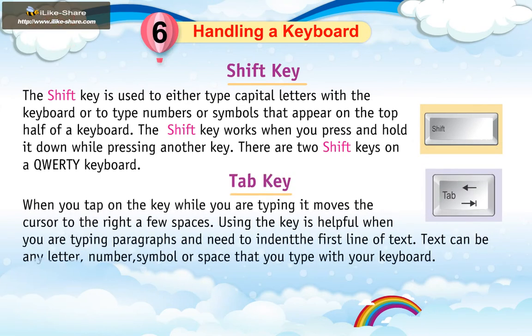Tab key. When you tap on the Tab key while you are typing, it moves the cursor to the right a few spaces. Using the Tab key is helpful when you are typing paragraphs and need to indent the first line of the text. Text can be any letter, number, symbol, or space that you type with the keyboard.